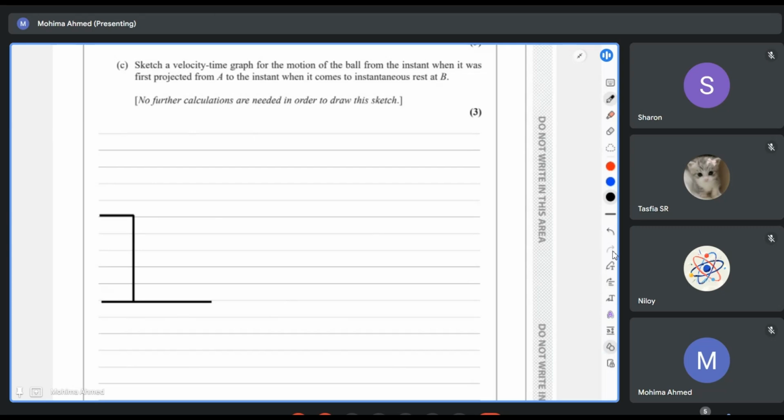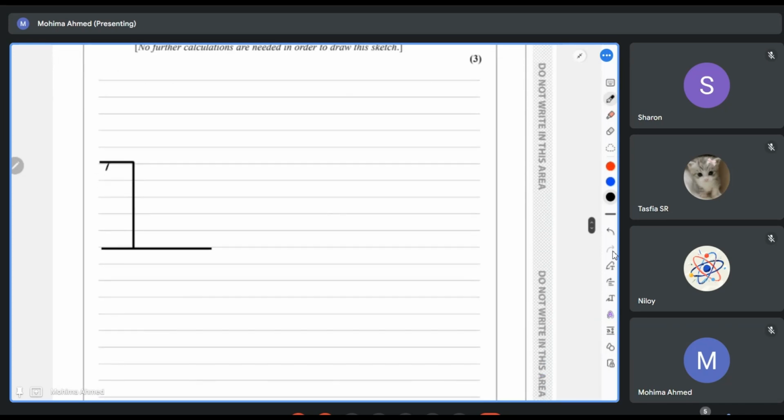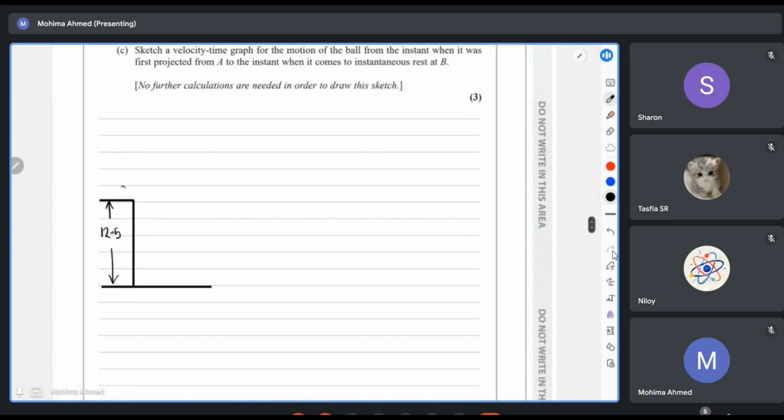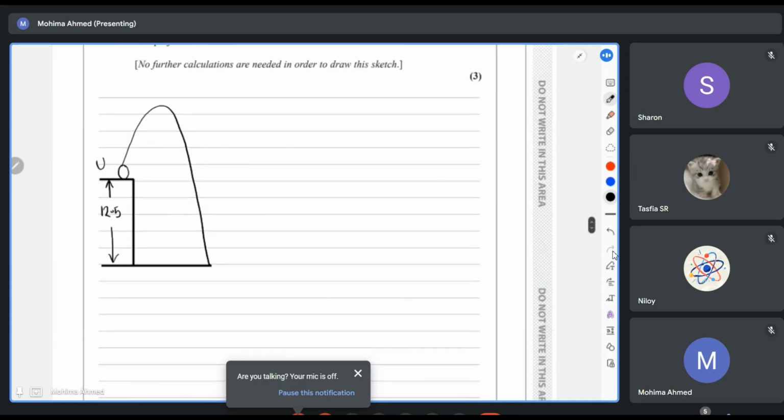Right, so as we were saying, this is how the scenario would look like. The vertical height above point A is 12.5, already provided. Right, this is 12.5. So in this part, this is the ball. It reaches a maximum height and then obviously falls back to the ground, right? So this is U, and the total time of flight over here was 5 by 7 seconds. Okay, so total time is 5 by 7 seconds.